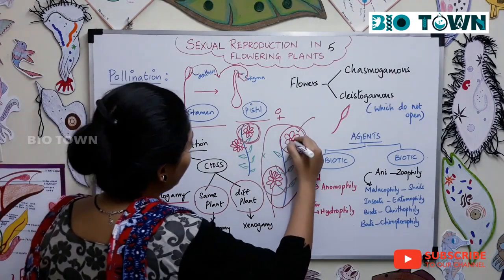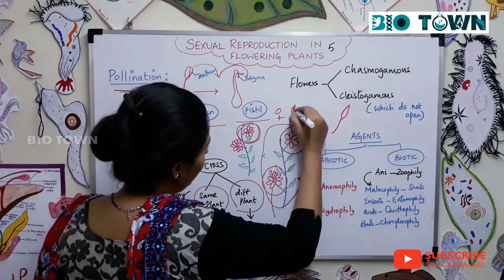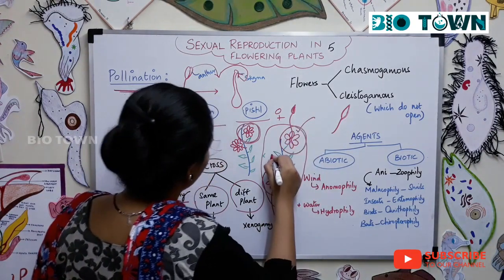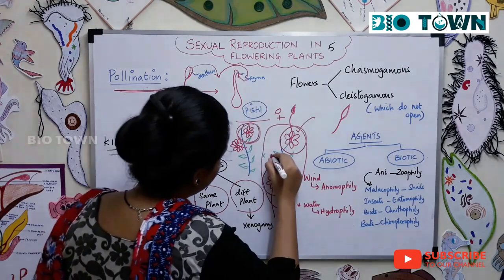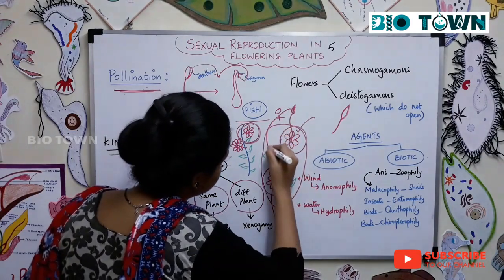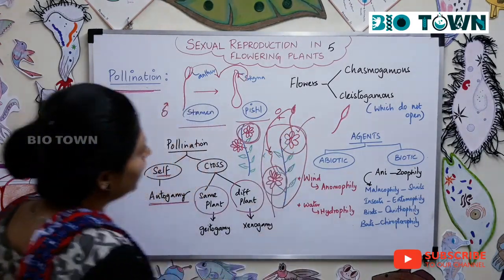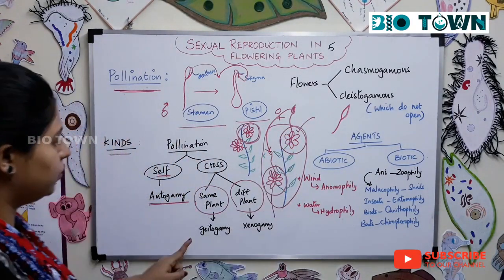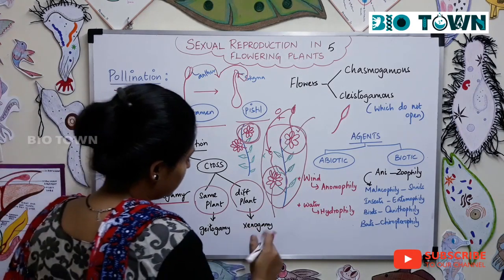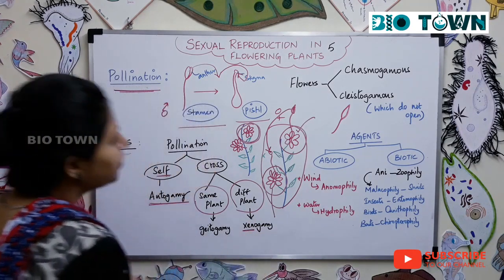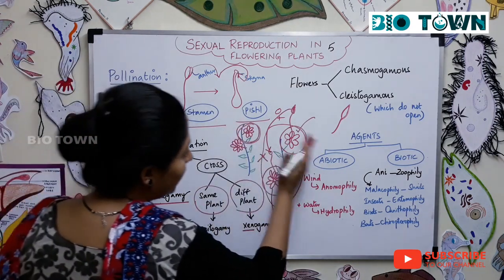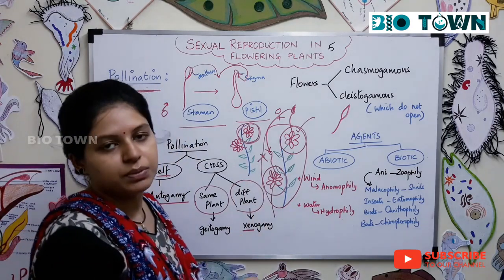Now what exactly happens is that the anther of this male flower and this is the pistil, the stigma of the female flower. Now the pollen grains from the male flower are transferred to the female flower of the same plant and you call it geitonogamy. Now the next type of cross-pollination is xenogamy, which means between different flowers, different plants of the same species.